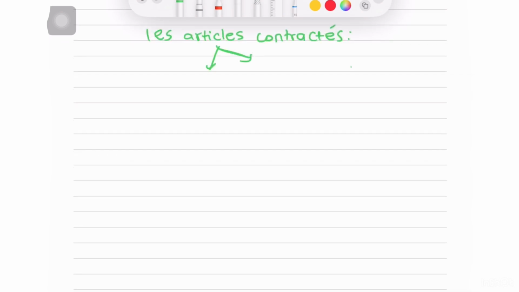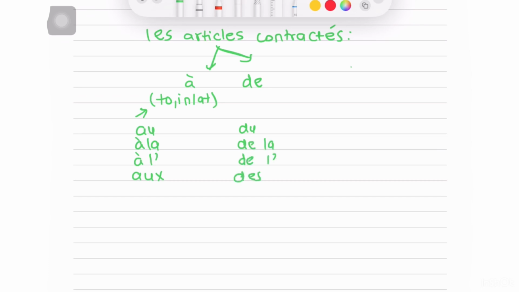Now one more little topic that comes under this is article contracté. So we have two types of article contracté. One is the à ones and the other is the de ones. So under the à category, that is to, in or at, we have au, à la, à l'apostrophe and aux. All of them mean the same thing. Then the de category, you have du, de la, de l'apostrophe and des. Now this is masculine singular, this is also masculine singular, feminine singular, vowel and pluriel.